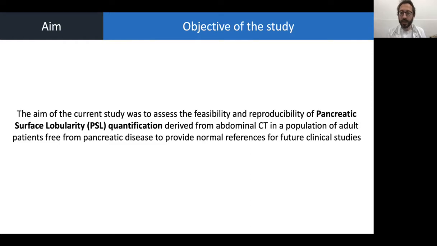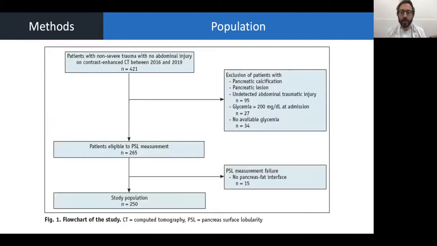And we wanted to do that in a population of adult patients that were free from any pancreatic disease in order to provide possible normal references for future clinical studies. So we included patients that were referred to our center from a trauma, a non-severe trauma, and we made sure that these patients had no abdominal injury and no severe trauma. So the abdominal CT was unremarkable. We excluded all patients with possible pancreatic disease or lesions or calcification.